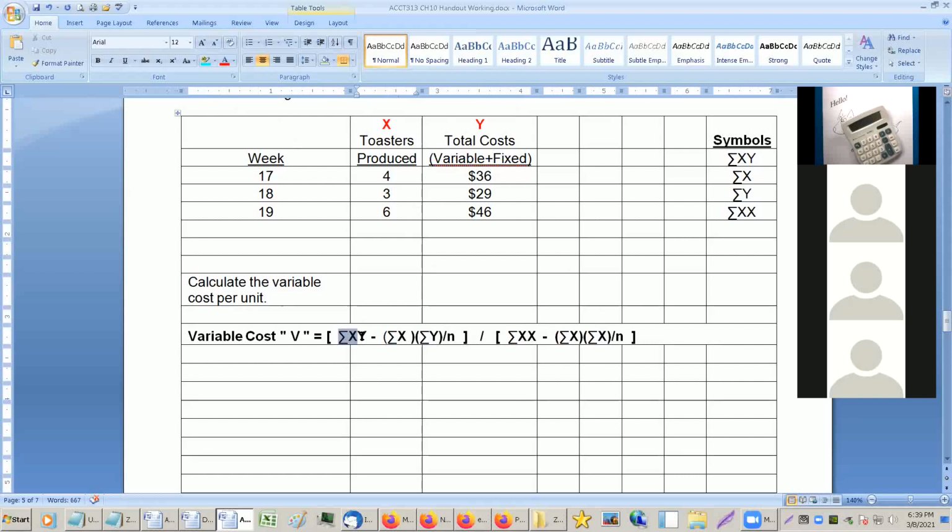Okay. So the first part, summation of x, y. The squiggly means to add them up, and x, y means to multiply. And which one do you do first? Multiply or add? Multiply. Yep. So we're going to do x times x. No, we're not. We're going to do x times y.